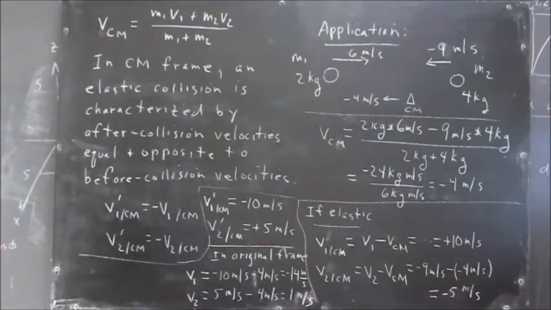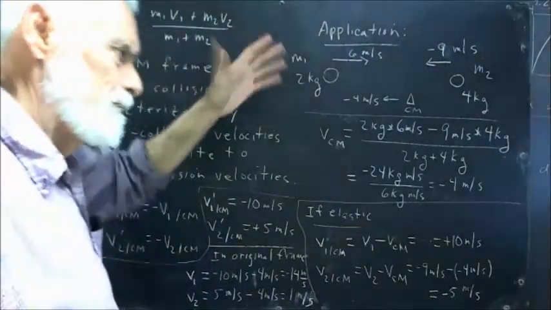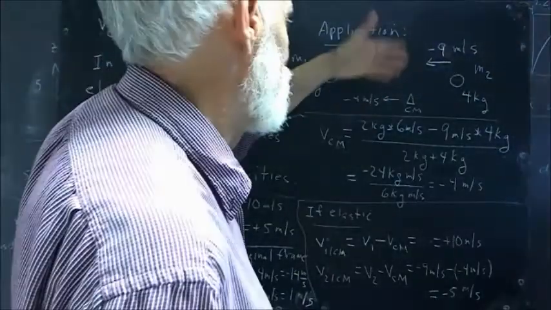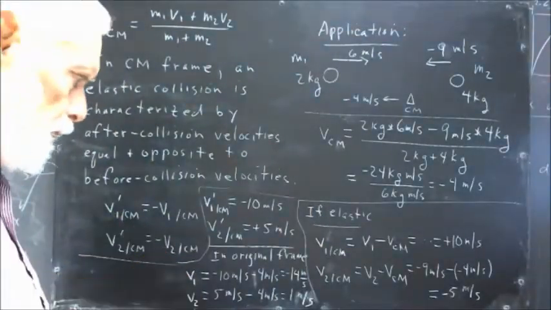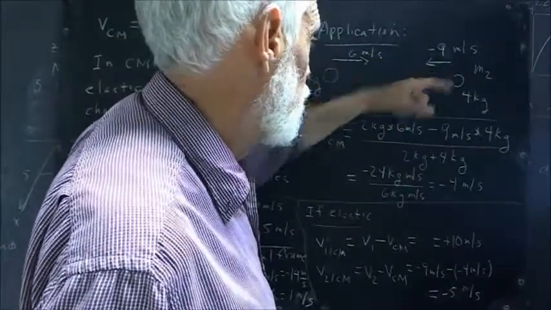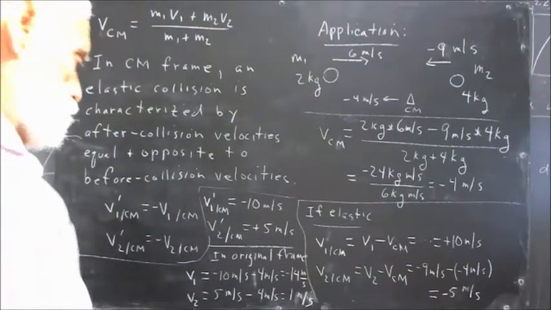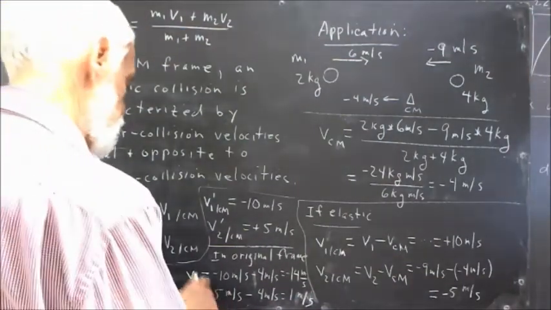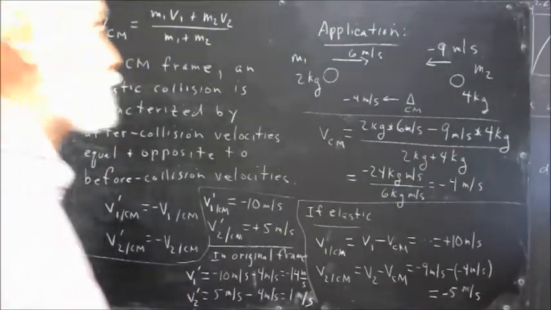And something's wrong with that. Let me pause for a second and straighten this out. Okay, this is right. I was just, in my mind, reversing the positive direction and something didn't seem to work out. The mass M2 will be moving in this direction at 1 meter per second. And these are the velocities after collision in the original frame.